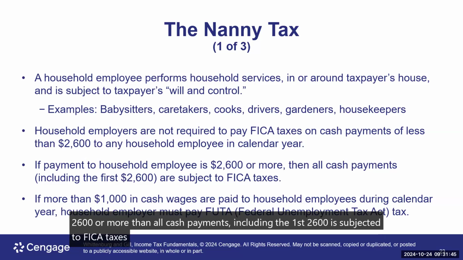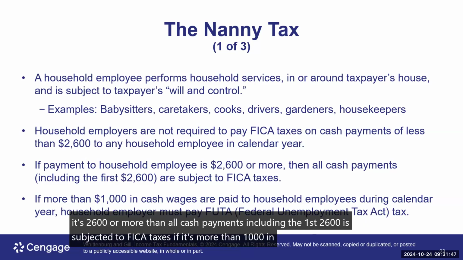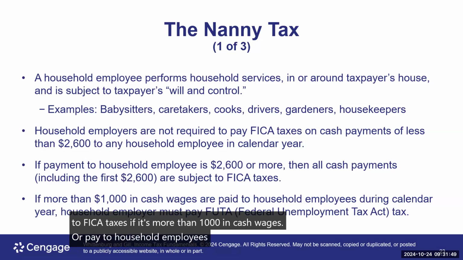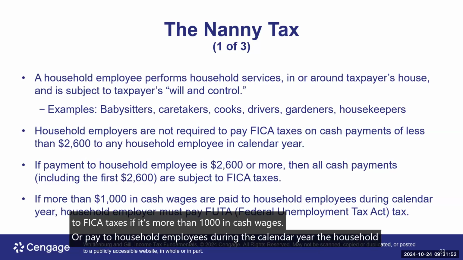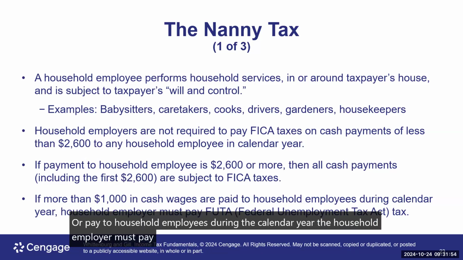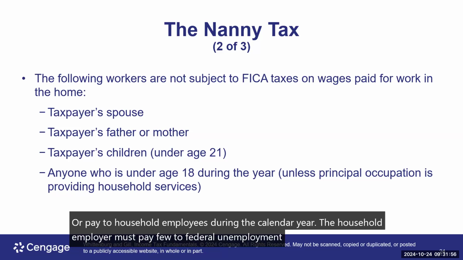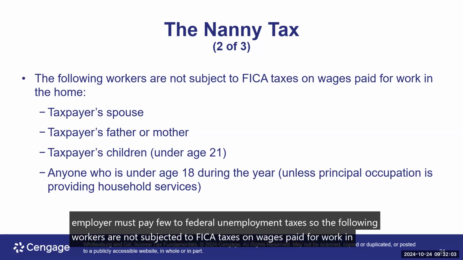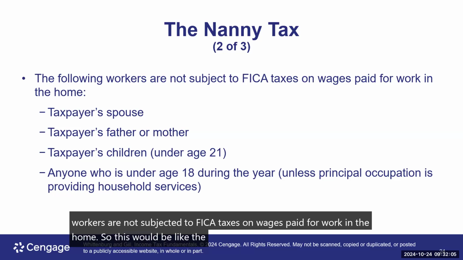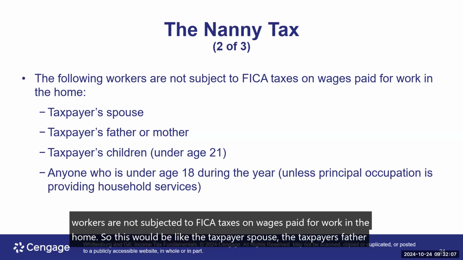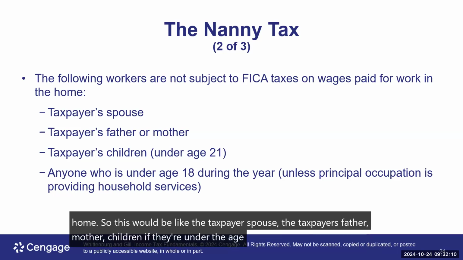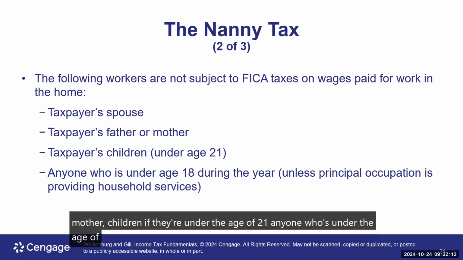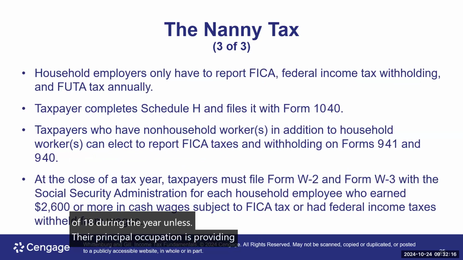If more than $1,000 in cash wages are paid to household employees during the calendar year, the household employer must pay FUTA, federal unemployment taxes. So the following workers are not subjected to FICA taxes on wages paid for work in the home. This would be like the taxpayer's spouse, the taxpayer's father, mother, children if they're under the age of 21, anyone who's under the age of 18 during the year, unless their principal occupation is providing household services.